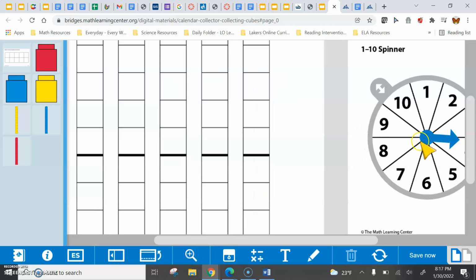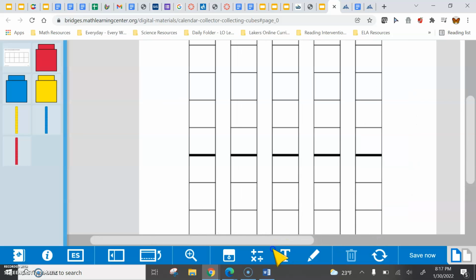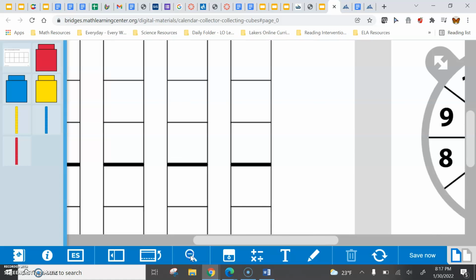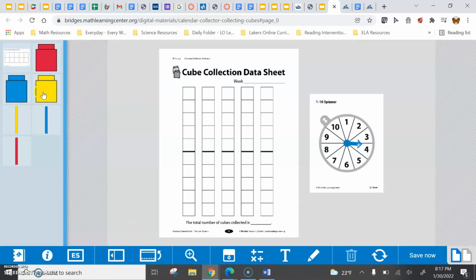It landed on the number 4. So I'm going to start off with 4 cubes. 1, 2, 3, 4. So we have 4 cubes here. And that was for yesterday's spin.